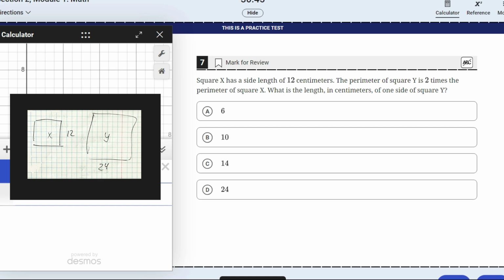Well, the perimeter of one square is 2 times the perimeter of the other square. It means that the linear ratio is 1 to 2. Therefore, the side ratio would also be 1 to 2. So if the smaller side is 12, then the bigger side must be twice as much. So it's 24.